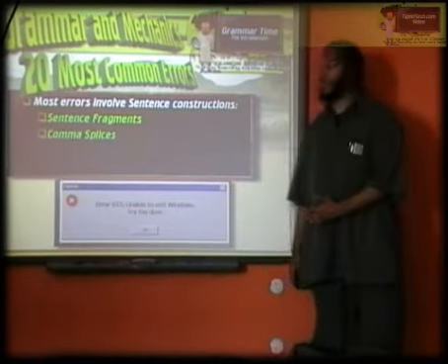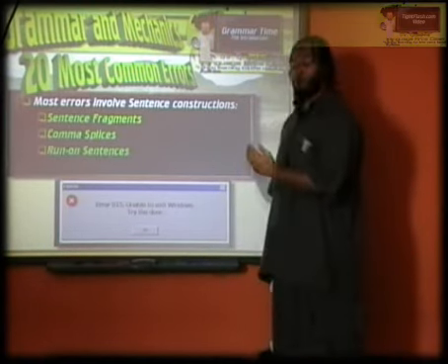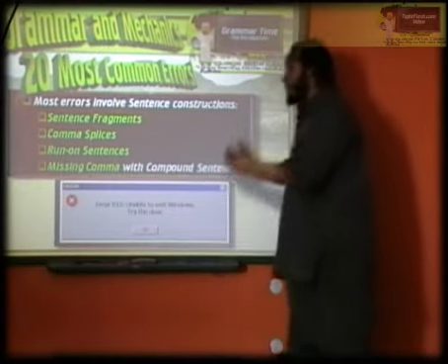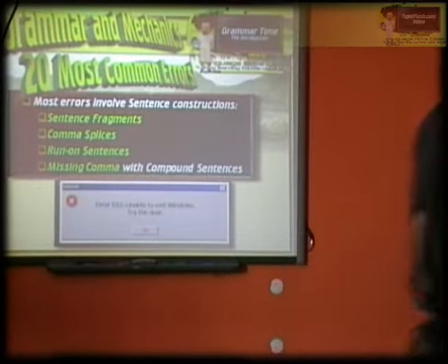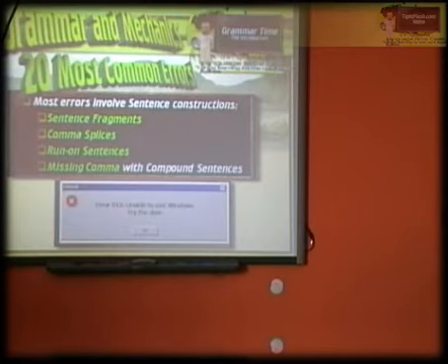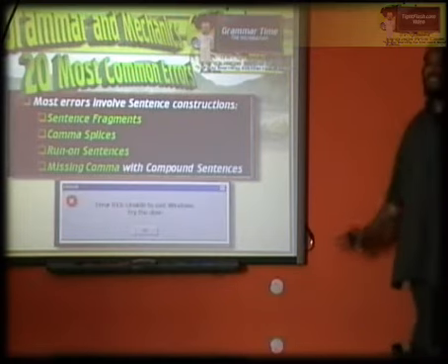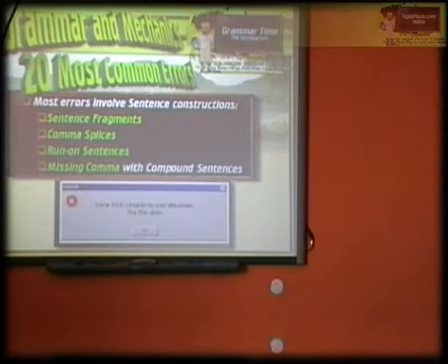Sentence fragments, comma splices, run-on sentences, missing comma with compound sentences. These are the most common of the sentence structure errors.